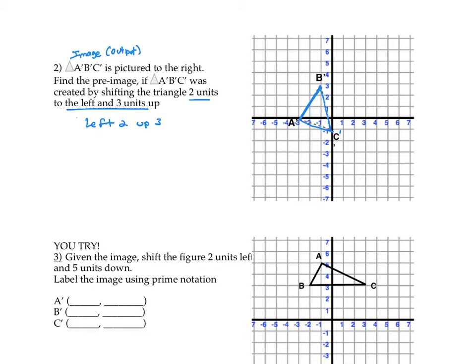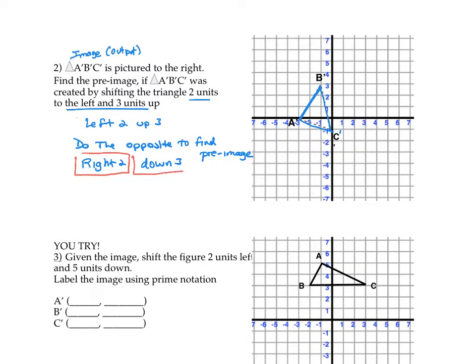Okay, we have to find the pre-image by doing the opposite, because we have to get back to where this started from. So do the opposite. We want to go to the right 2 and down 3. Do the opposite to find the pre-image. Alright, and I'm going to do this in red. Okay, so instead of going left 2 and up 3, we want to go right 2 and down 3.